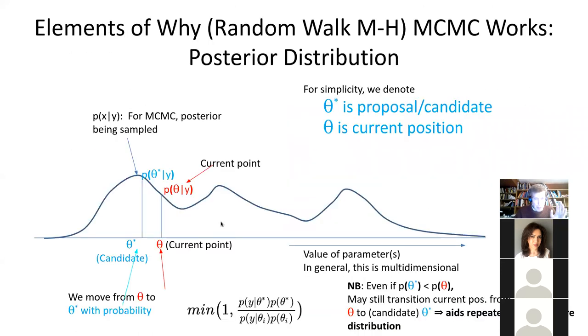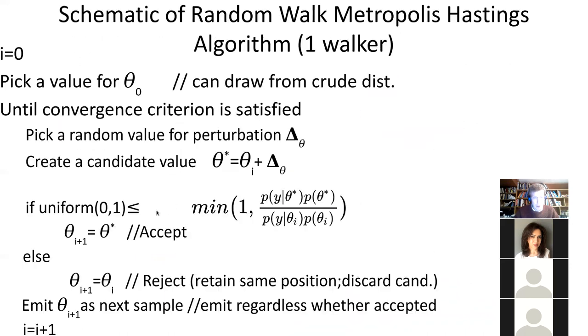And I had a nice little picture of it, right? Maybe it wasn't so nice to you, but we had a current point and we picked a candidate and we either accepted or rejected it based on, this shows the posterior, and based on the ratio of these posterior values, of the posterior of the candidate given the data to the current point. If this thing was equal or bigger than that, we always went there. If this thing was less than that, we went there with a certain probability. You should remember that.